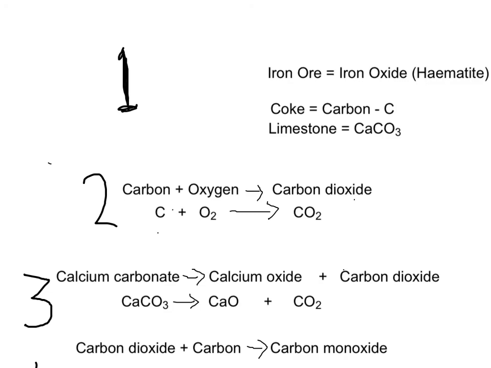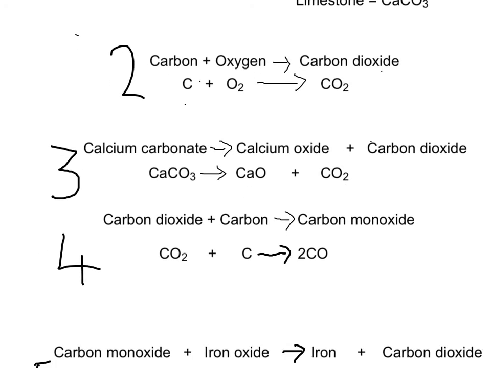The next step, step 3, involves calcium carbonate being heated up with a high temperature caused by this exothermic reaction here, and that decomposes, a thermal decomposition, into calcium oxide and carbon dioxide. Again, the symbol equation here, CaCO3 forms CaO plus CO2.